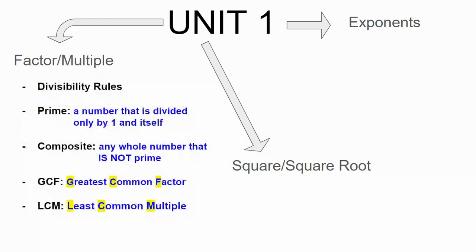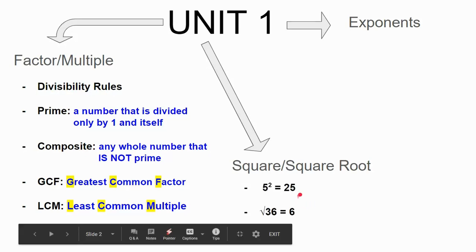What should I know about GCF and LCM? Guys, if you know what a factor is, if you know what a multiple is, if you know what greatest means, and if you know what least means, we can calculate both of them, and I will show you guys how to do it. Okay? So, what must I know about square and square root? I just must know how to write it, how the symbols are used. Each one is the square, each one is the square root.